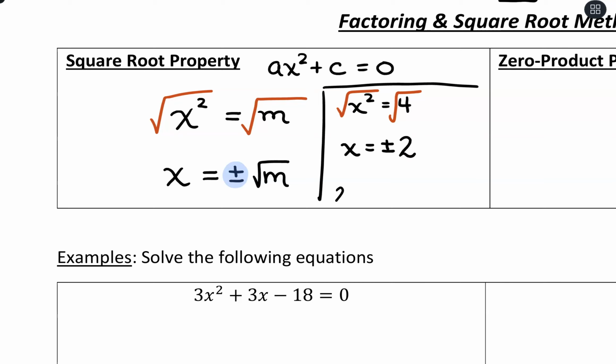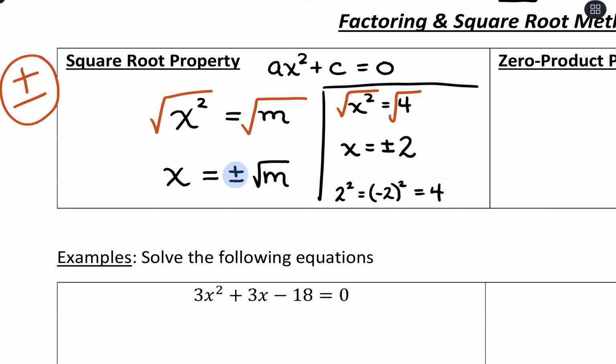So when we use the square root property, we must have plus or minus. The only time we won't is word problems. Word problems will probably be looking for the positive answer only, but in all other cases, we're looking at plus or minus.